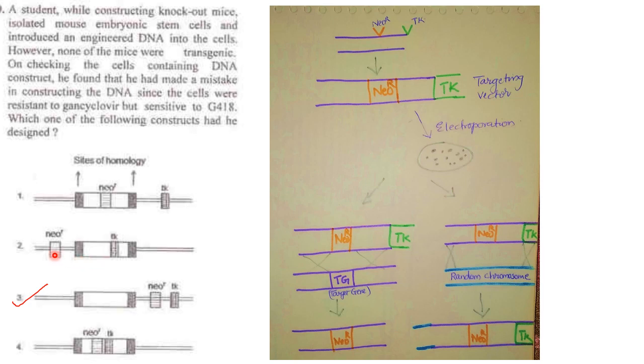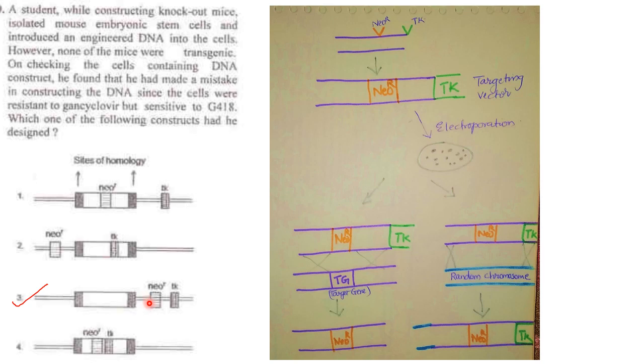Here the neomycin resistance gene is outside of the gene of interest, and the TK gene is inside, but you will not get cells resistant to ganciclovir. If this construct was used, then in this figure, in place of neomycin resistance, you would have got a TK over here, and it would have resulted in ganciclovir sensitivity. But he got resistance to ganciclovir, so this construct cannot be used.